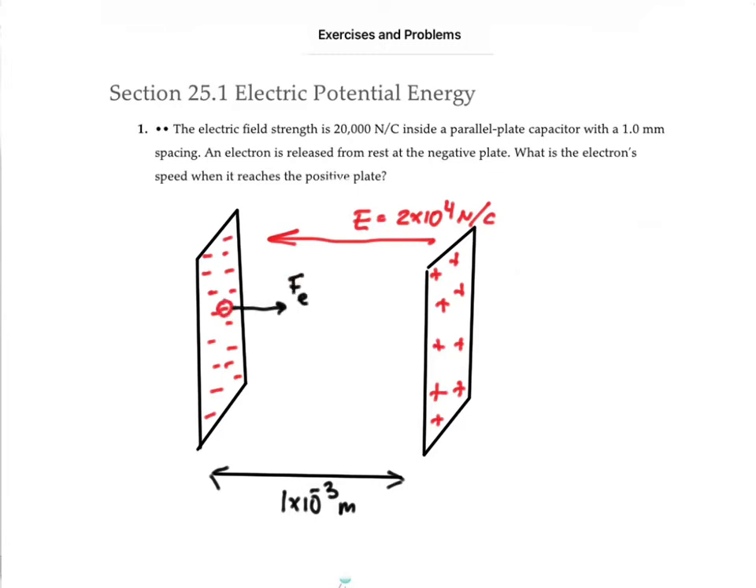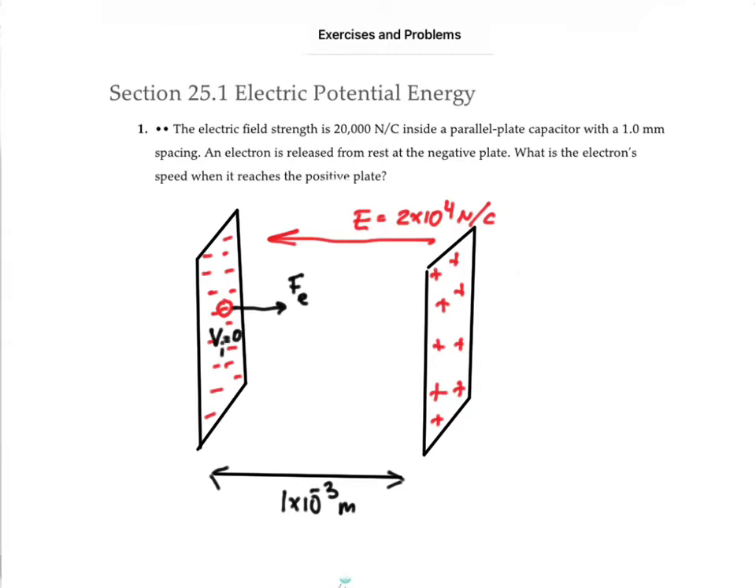And we're going to have an electron that is initially at rest on the negative plate. That electron is going to move to the right, and the reason it's going to move is because the electric field is going to put a force on the electron. So there will be an electric force, F sub E. Remember that for a negative charge, the force is opposite in direction to the direction of the electric field. So since the electric field is going to the left, the electron is going to be pushed to the right.